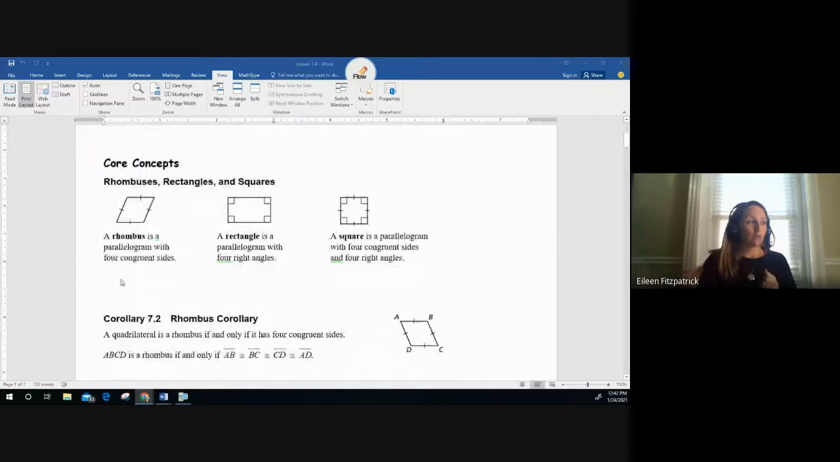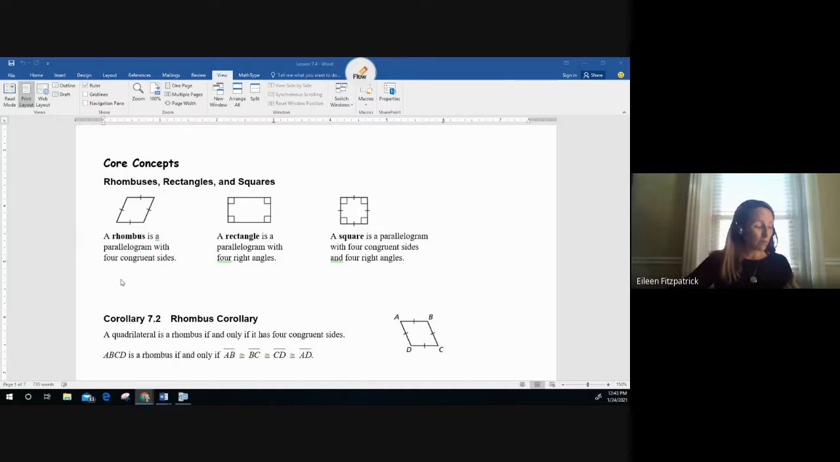But a rhombus is a parallelogram. So think about what that means. First off, it has four sides. If it's a parallelogram, we know 5 things about parallelograms. So we know that opposite sides are parallel. Opposite sides are congruent. Opposite angles are congruent. Consecutive angles are supplementary, and diagonals bisect each other.